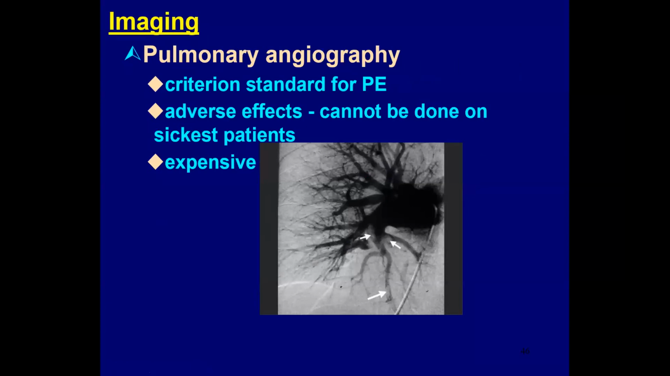The criterion standard for PE always has been the pulmonary angiograph. However, it does have adverse effects. It is not easy to do. The patient has to be moved around. It cannot be done in the sickest patients. Also, pulmonary angiogram is very expensive to do. But you see here, it will actually visualize the embolism.